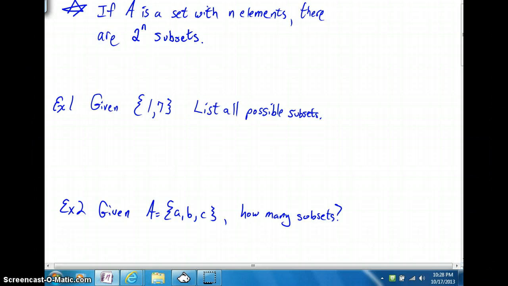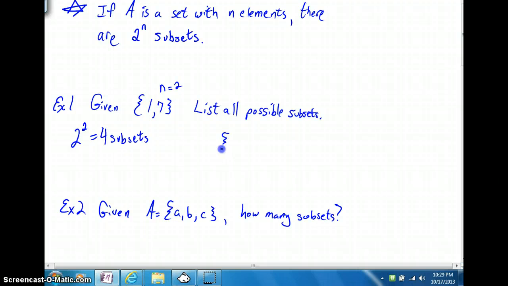Let's say we have the set of 1 and 7. There are 2 elements. N would equal 2. So it says list all possible subsets. Well, according to what we have just seen, there should be 2 to the second, which is 4 subsets. So here's what we're getting at. We've got this collection of items. We've got the number 1. We've got the number 7.